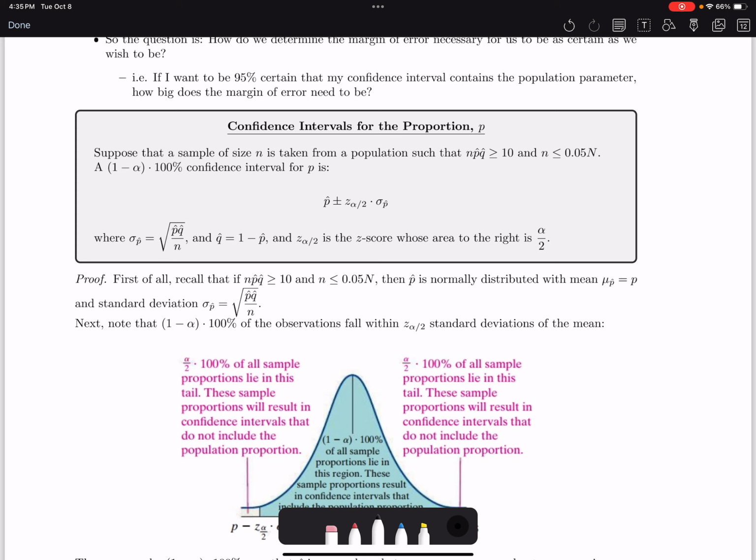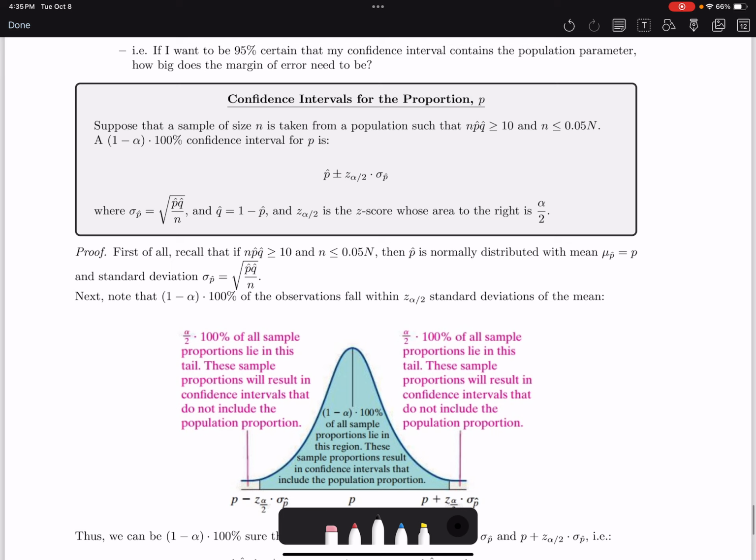And so I'm going to give you the result and give you kind of a sketch of the proof. So the result is this. The margin of error that we would use to estimate a proportion is z sub alpha over 2 times sigma sub p hat. All right, our point estimate would be p hat, and the margin of error would be z sub alpha over 2 times sigma sub p hat. Sigma sub p hat we already know, right? It's the square root of pq over n.